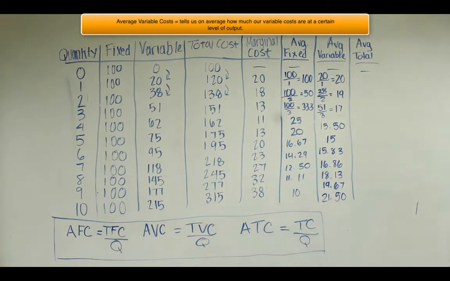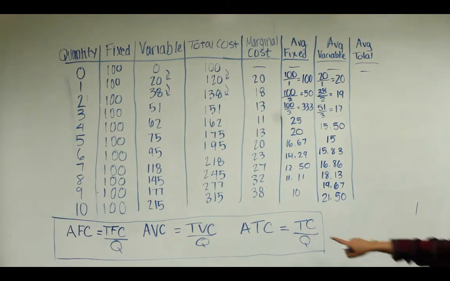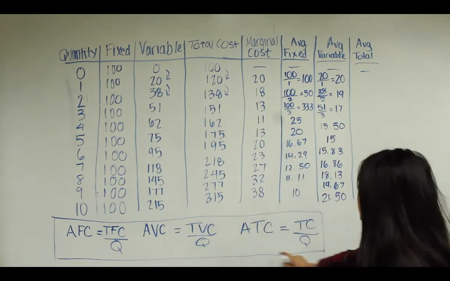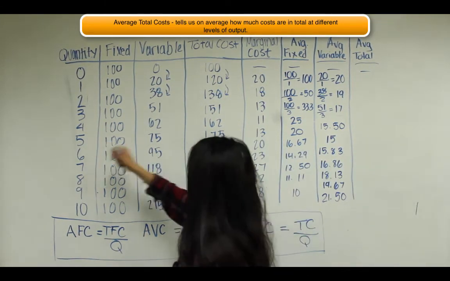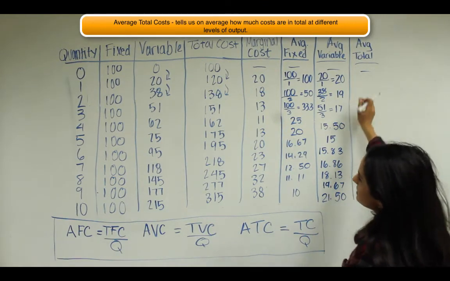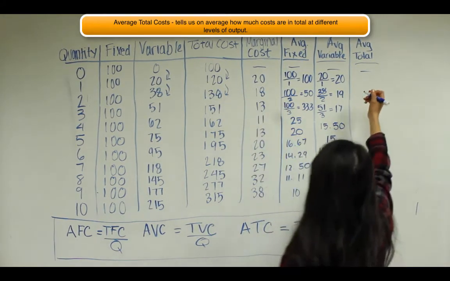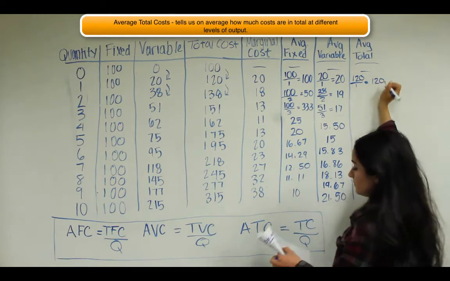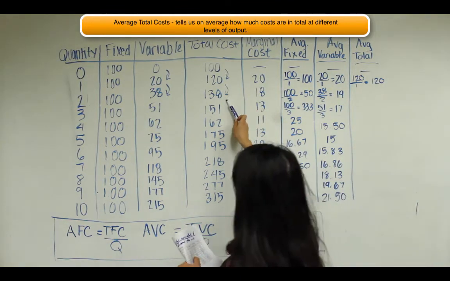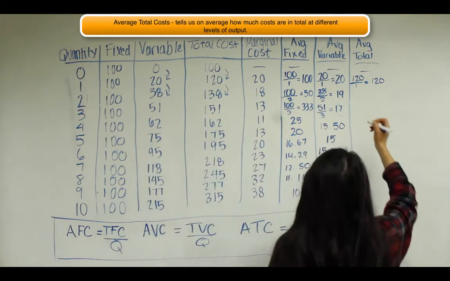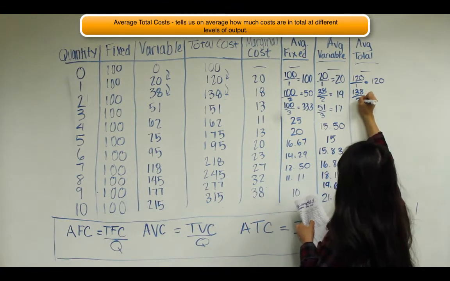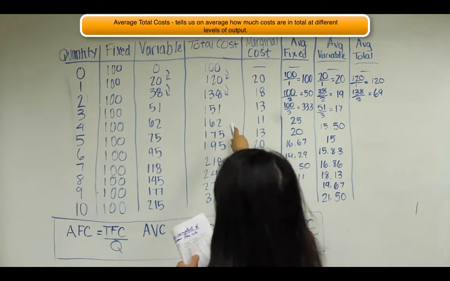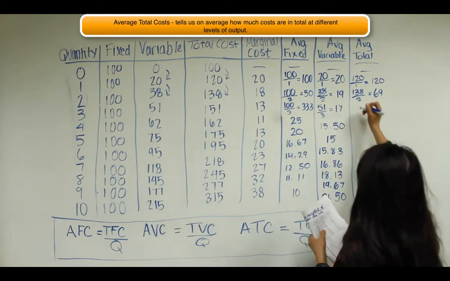Okay. So finally, we're going to solve for average total cost. You take total cost, which is this column, and divide it by the quantity, which is this column. For the first one, we would take 120 and divide it by 1, and you get 120. Then you would take 138 and divide it by 2, and you get 69.